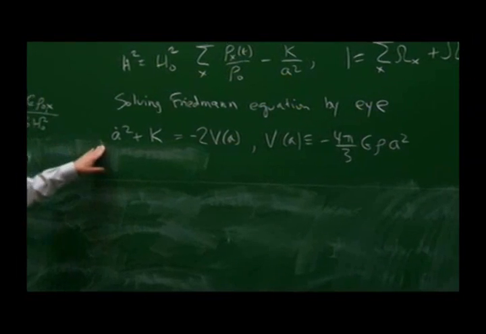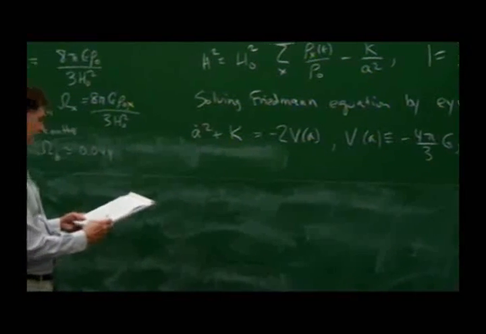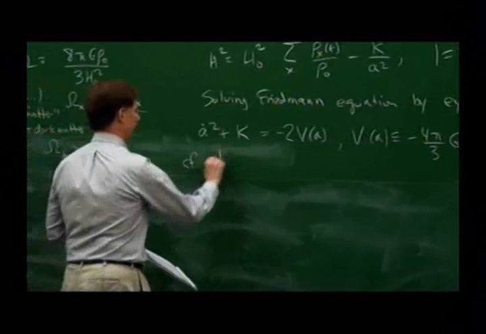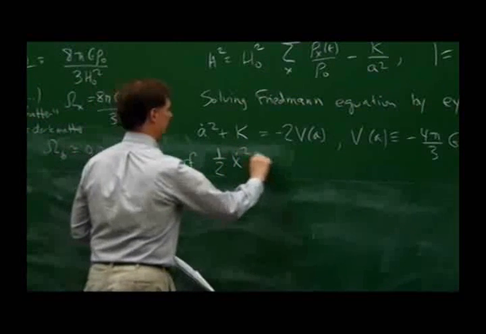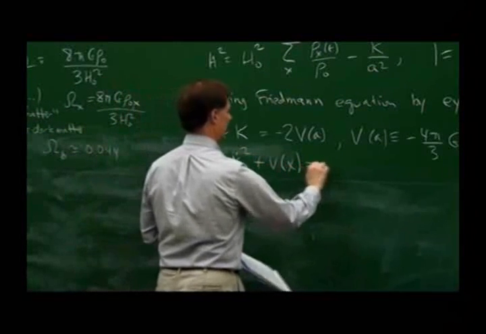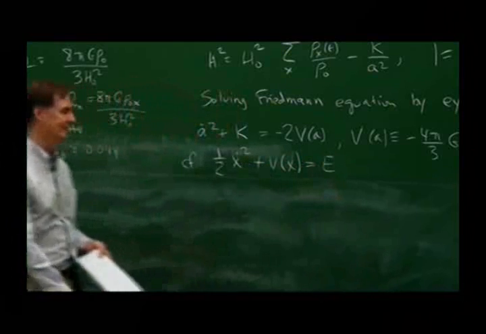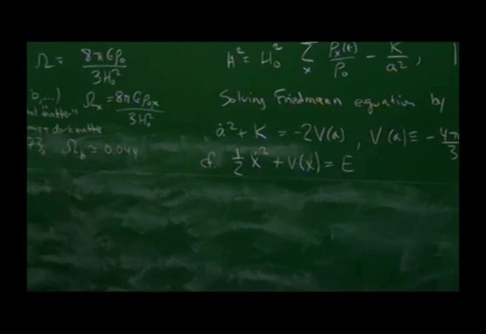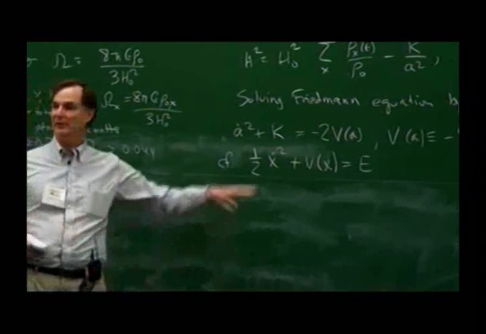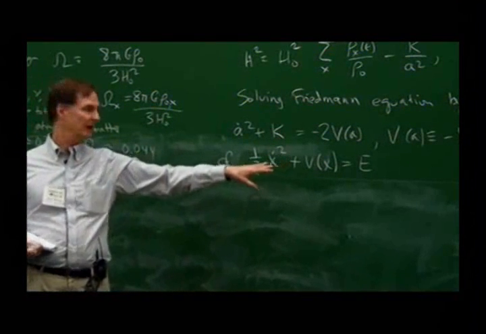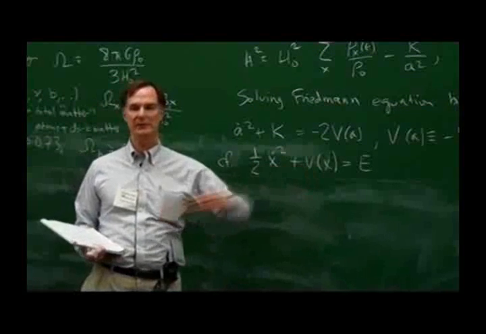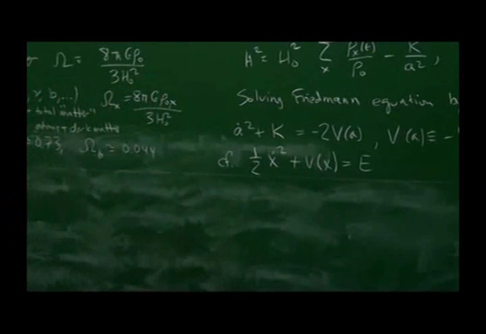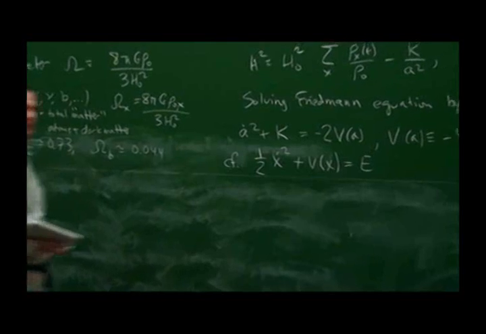So why would I want to write the equation this way? Because you can compare it with the following. One half x dot squared plus phi of x is equal to E. This is the equation of energy conservation for a particle. And you know, for example, how useful this can be even if you're not restricted to one Cartesian coordinate. For example, the Kepler problem.